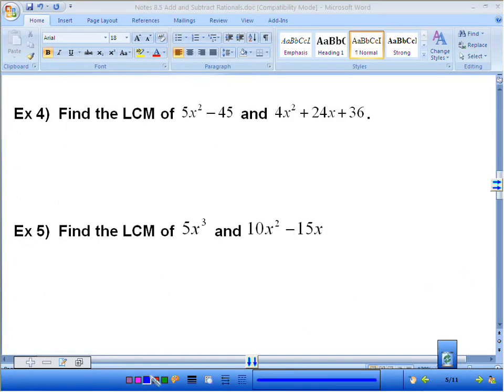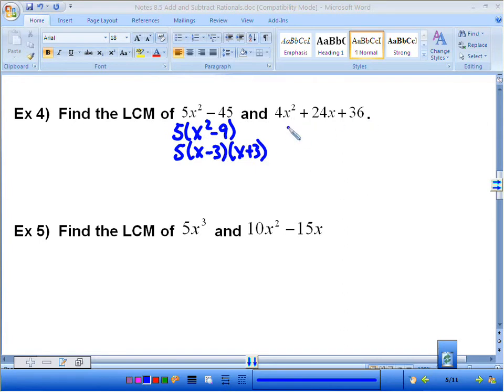Okay, so let's see what we've got. The first step is to factor each one of our terms. Now these aren't rational expressions. We're just going to use these to practice getting our least common multiple of these expressions. So the first step is to factor. We can take a 5 out. We're left with x squared minus 9. X squared minus 9 factors into x minus 3 and x plus 3.